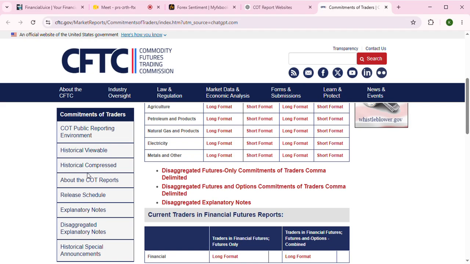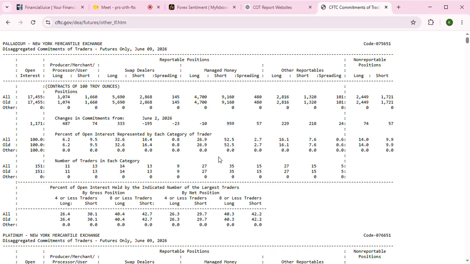So you can see we have here agriculture, petroleum and products, natural gas products, electricity, metals and others. As for gold, it lies under this. When you click on long format, you will see more detailed data. When you click on the short one, the data is not that detailed. So let's click on long format.